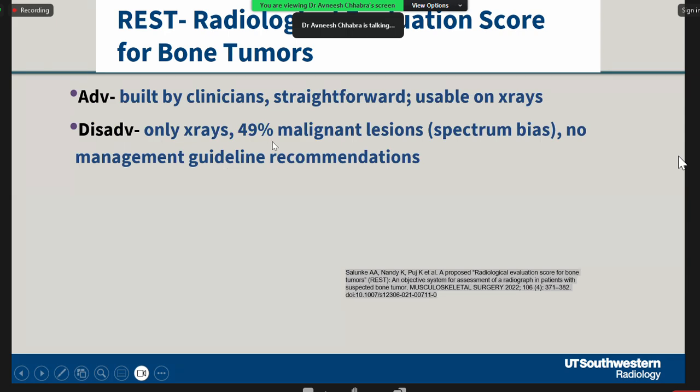And secondly, they used 49% malignant lesions. So there's a big spectrum bias, and we know that if you are in practice, the malignant lesions are less than 5% or even a smaller number. Mostly you deal with benign lesions. So if I throw in eosinophilic granuloma, Erdheim-Chester disease, all sorts of benign lesions which can mimic malignancies, the scoring, everything will go down.